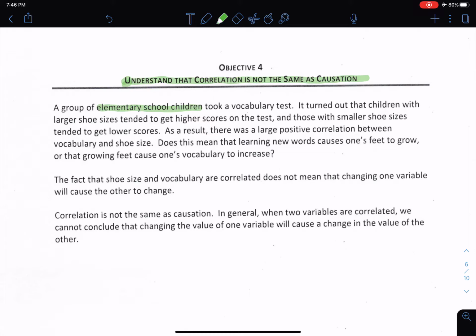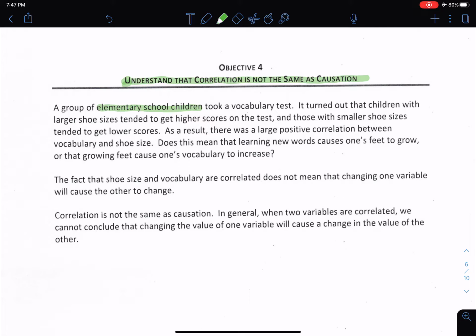Now people want to take that a step further and say, okay, the bigger your feet, the better your vocab. It's like, wait a minute, that doesn't sound right. As a result, there was a large positive correlation between vocabulary and shoe size. Does this mean that learning new words causes one's feet to grow? Or the other direction, that growing feet cause one's vocabulary to increase? And we all know that that's not true.